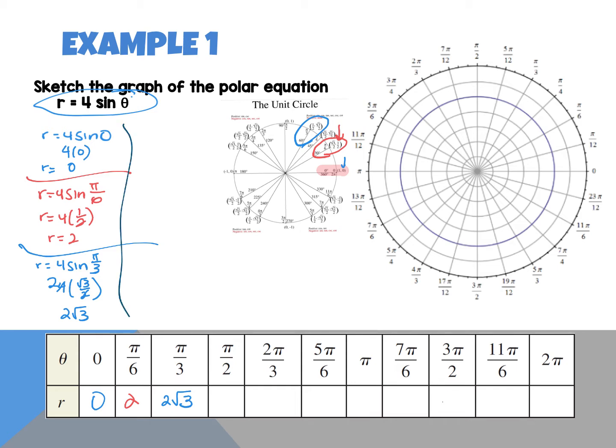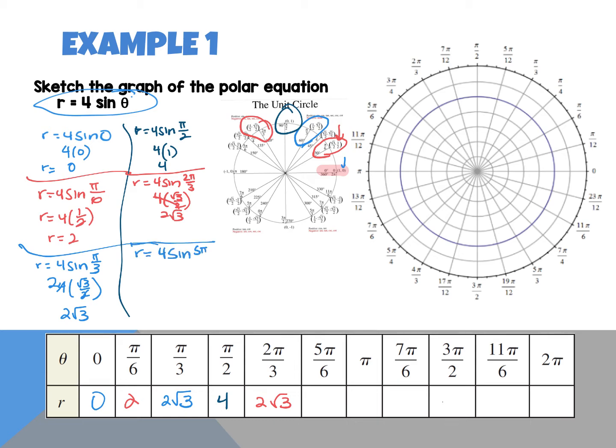Then I go to pi over 2. R equals 4 sine pi over 2. Pi over 2 is here. The sine there is 1, so this is 4. And I'm just going to keep moving around. R equals 4 sine 2 pi over 3, and I get 2 root 3 again. And then I go to 4 sine 5 pi over 6. I'm here, and I get 2.